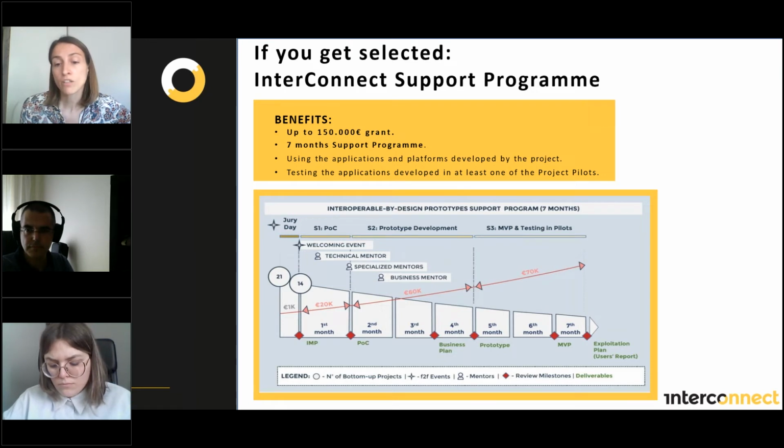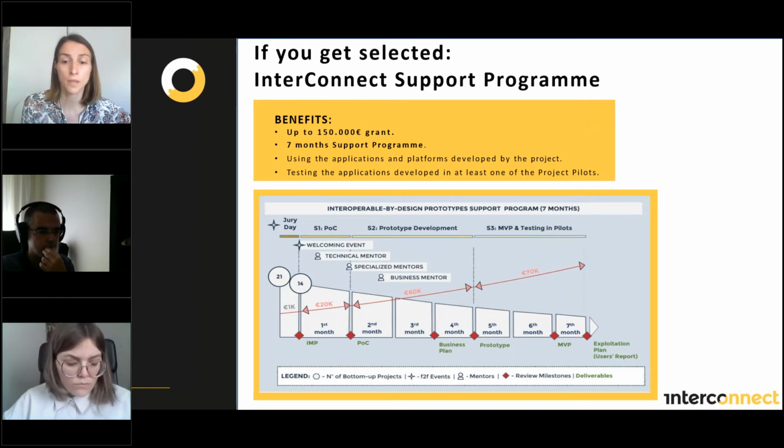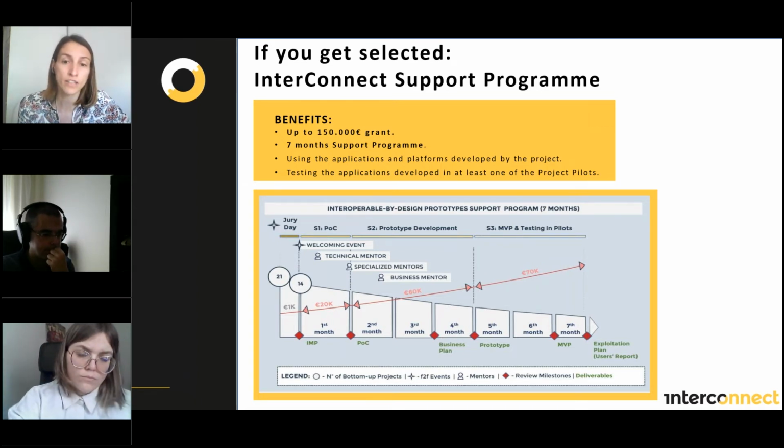The payment of each tranche depends on the approval by the mentoring and the selection committee of the related deliverables per milestone. These milestones, deliverables, KPIs, ethical recommendations, will all be defined at the beginning of the support program in an individual mentoring plan that will be created by the SMEs, the selected projects, and with the help of the mentors.